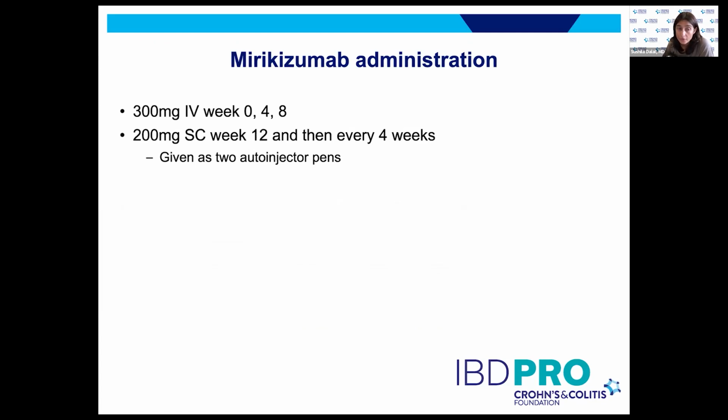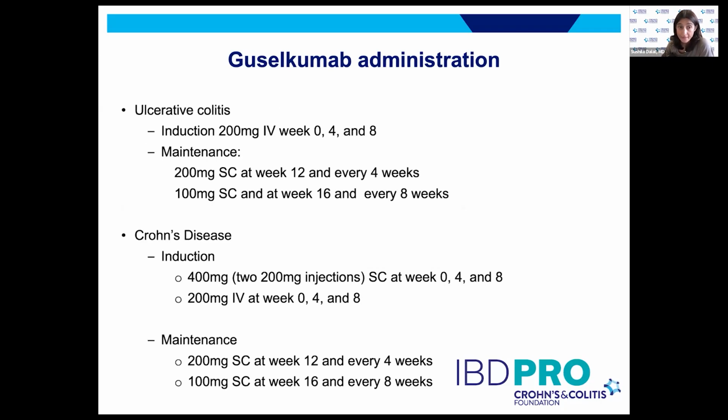Mirikizumab, or Omvoh, is 3 IV infusions, and then it's 2 shots every 4 weeks. So the patients have to give themselves 2 auto-injector pens at each dosing every 4 weeks. And then guselkumab, or Tremfya, for ulcerative colitis is 3 IV infusions at week 0, 4, and 8. And then you have an option at dosing. You can either do 200 milligrams at week 12 and then every 4 weeks, or you can do 100 milligrams at week 16 and then go every 8 weeks. So it's a shot every 4 weeks or a shot every 8 weeks, depending on what you think the disease severity is. For the more severe refractory patient, I would choose the 200 milligram every 4-week dosing.